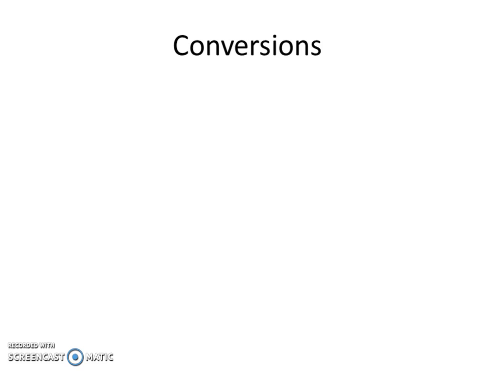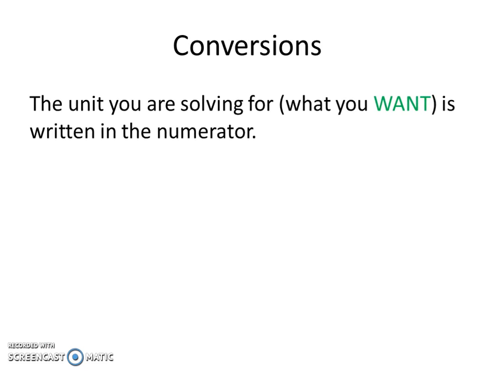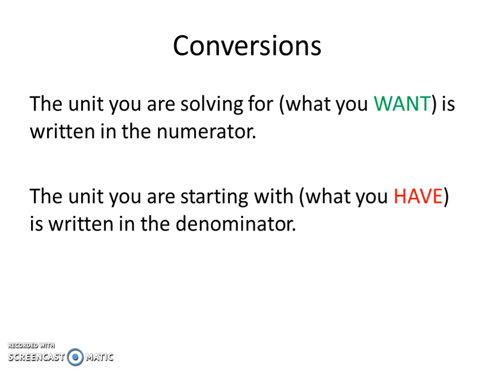Some conversions that you might try on your own: you would want to start with the unit you are solving for. What you want is written in the numerator, and the unit you are starting with, what you have, is written in the denominator. So, as we have seen in the factor label method, we would write our cross. This is most easily demonstrated during class time.